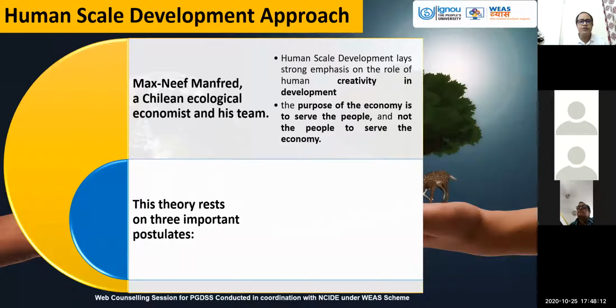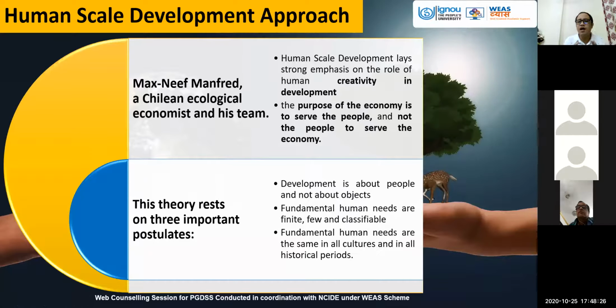Then this theory, this particular human scale development based theory of human needs, an approach to human needs by Max-Neef and Manfred, has three important postulates. Development is about the people and not about the object. Then, fundamental human needs are finite, few, and classifiable. So whatever we are doing, the process of development is about the people. It is not about those particular objects.